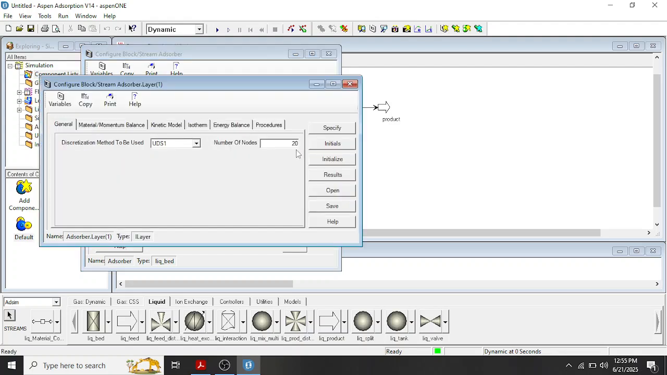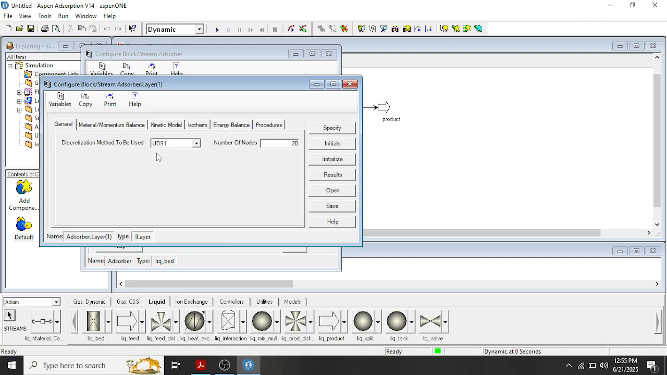Okay, click on this one, and here we will add some momentum and material energy assumptions and some kinetic model, etc. Here you can see the general material and momentum balance, kinetic model, isotherm, energy balance, procedure, etc.